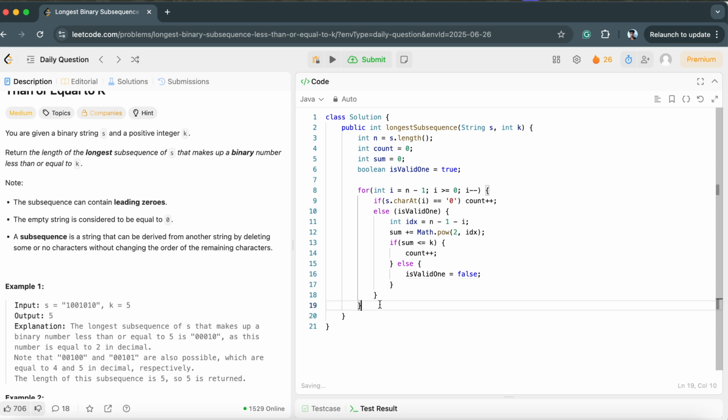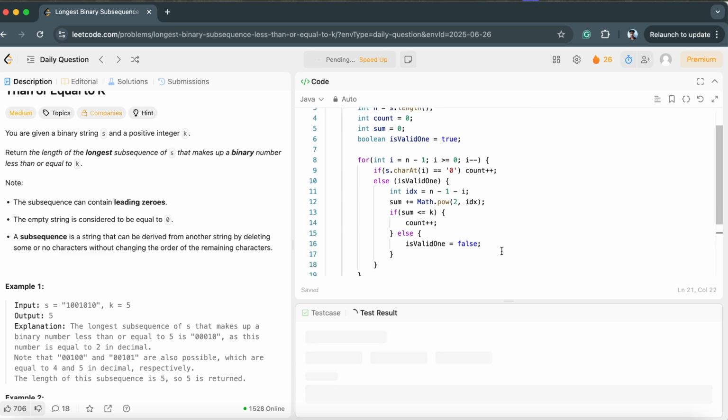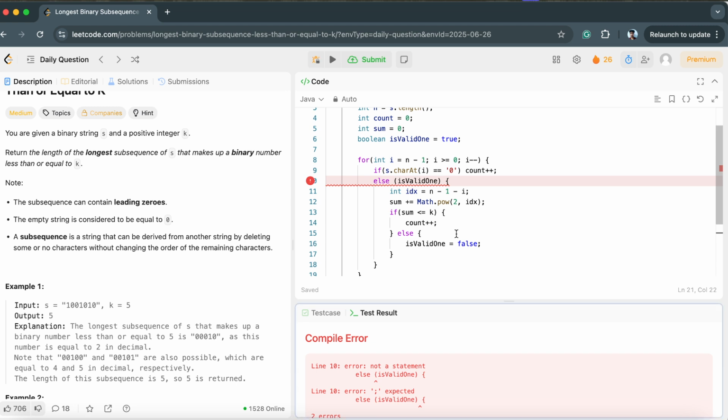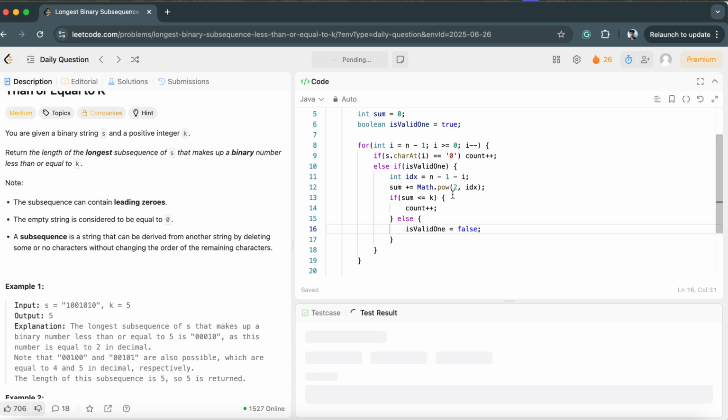So simply this is the code that we have. Let me return this count. Let's try to run this code and see if it is working fine. So the basic idea we have done is, okay, there is an error in isValid. Let me copy this one and paste this. It should be else if, right? So yeah, I guess that is correct. And here also, let me copy this and paste it correctly. Let's try to see if it is working fine or not.